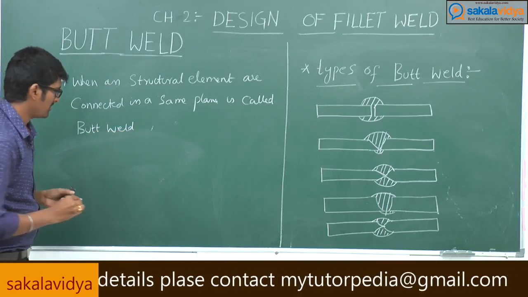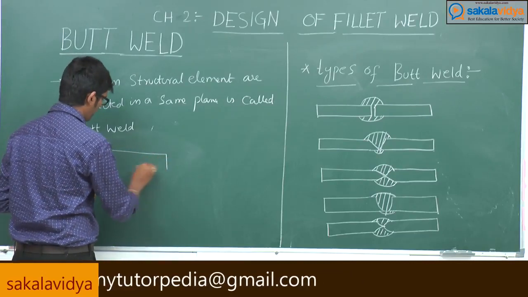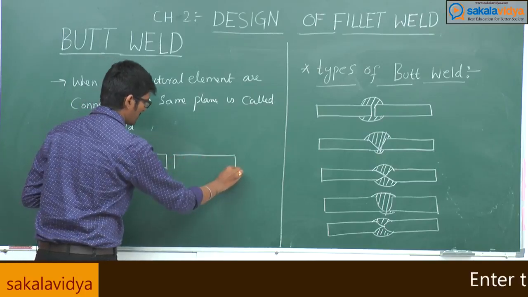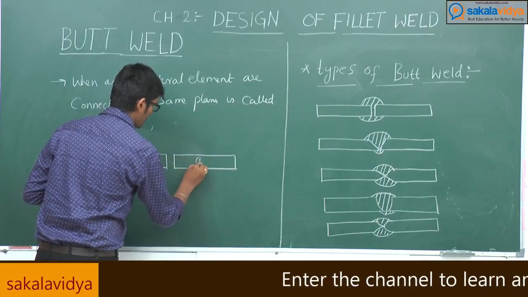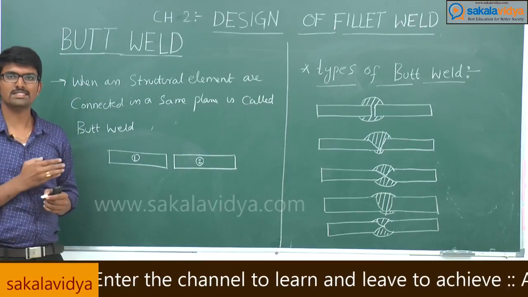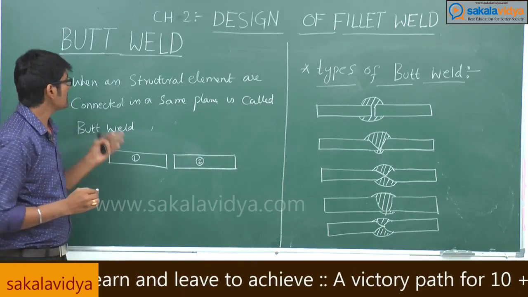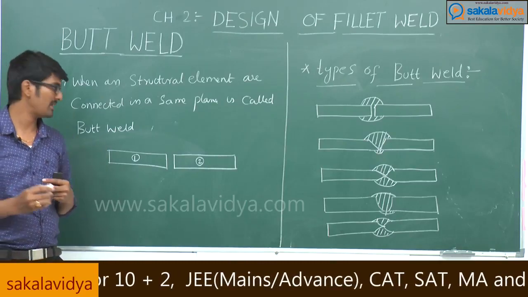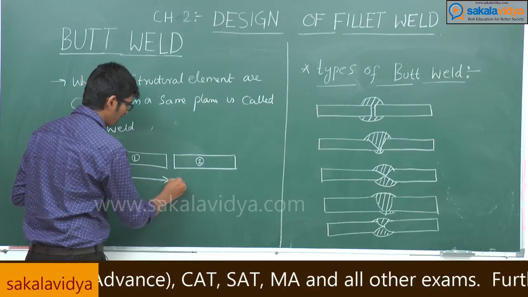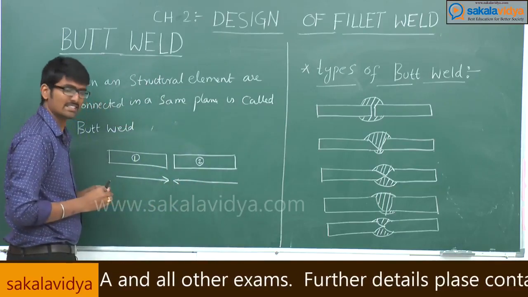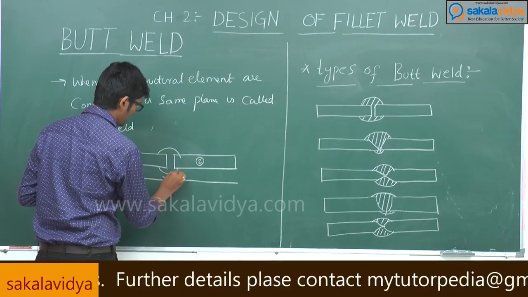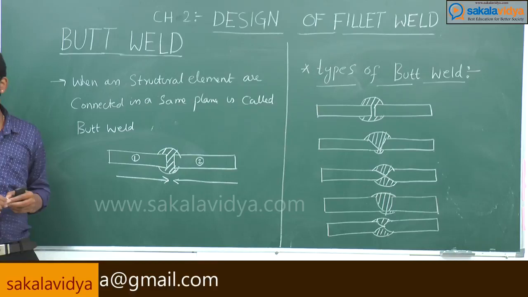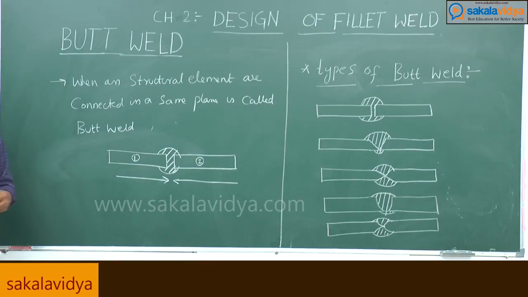For example, I am having flat plate 1 and flat plate 2. I need to connect them to form a single flat. As per our butt weld, the two structural elements are connected in the same plane. So, plate 1 and plate 2 are in the same plane. When they are connected in the same plane, we get a weld here. This type of weld is called a butt weld.